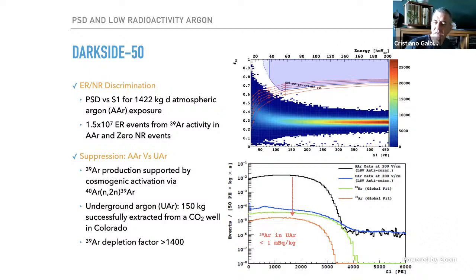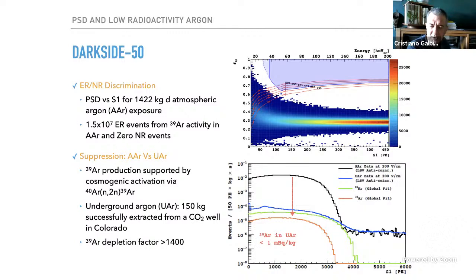And this is not a Monte Carlo. This is 20 million events collected with the underground argon. So you have a huge discrimination power. And at the very same time, you have a very strong reduction of argon-39. The detector was operated for a very short time with atmospheric argon. Have a look at the plot on the bottom right. With atmospheric argon, we had a very strong content of argon-39.